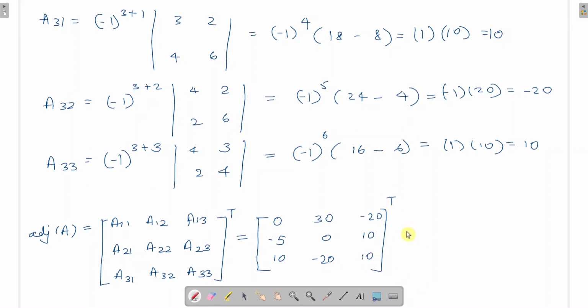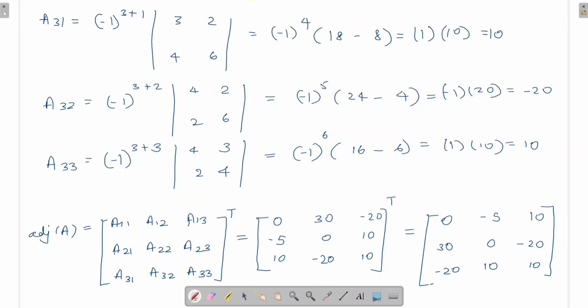Transpose. Okay. So that means what we have to do here is interchange the rows and the columns, because we have to take the transpose, right? So the first row will become the first column. So that is 0, 30, minus 20. The second row will become the second column. So that is minus 5, 0 and 10. The third row will become the third column. So 10, minus 20, 10. Okay. So this is what we have as the adjoint of A.